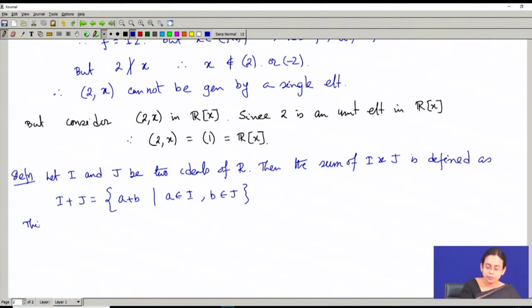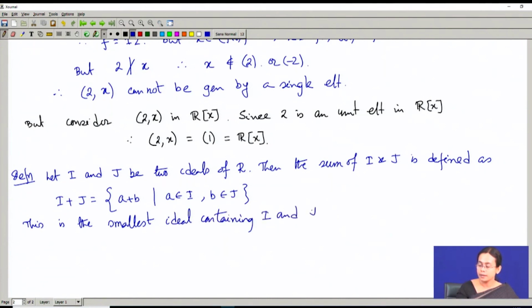So, this is the smallest ideal containing I and J, because if I consider the element 0 from J, then it will give me the ideal I, and on the other hand if I consider A to be 0, then it will give you the ideal J. So, I plus J in fact is the smallest ideal which contains both I and J.